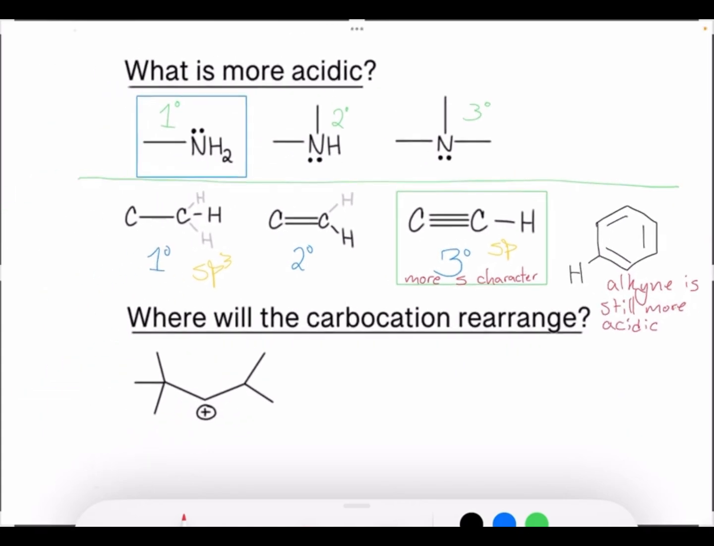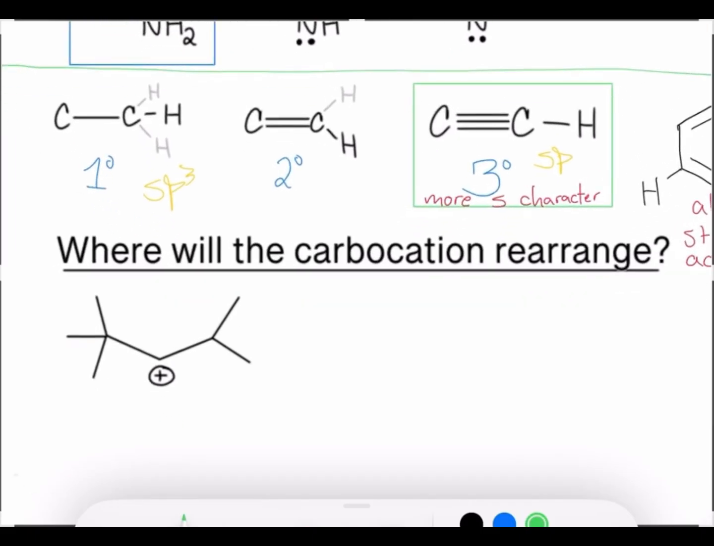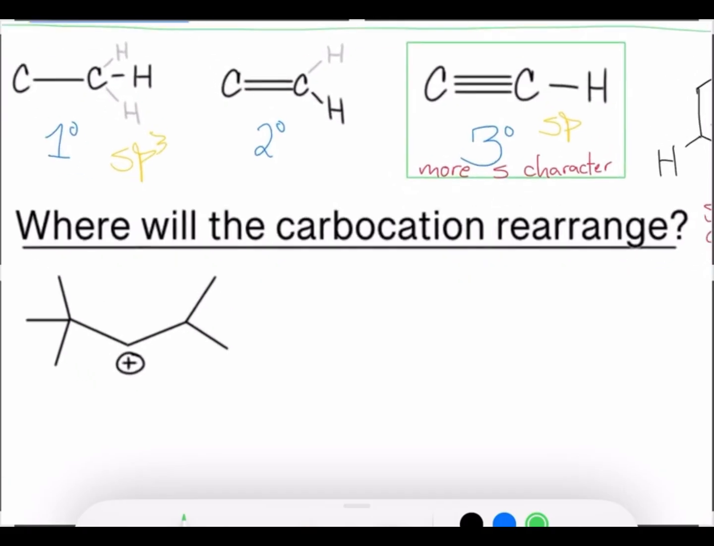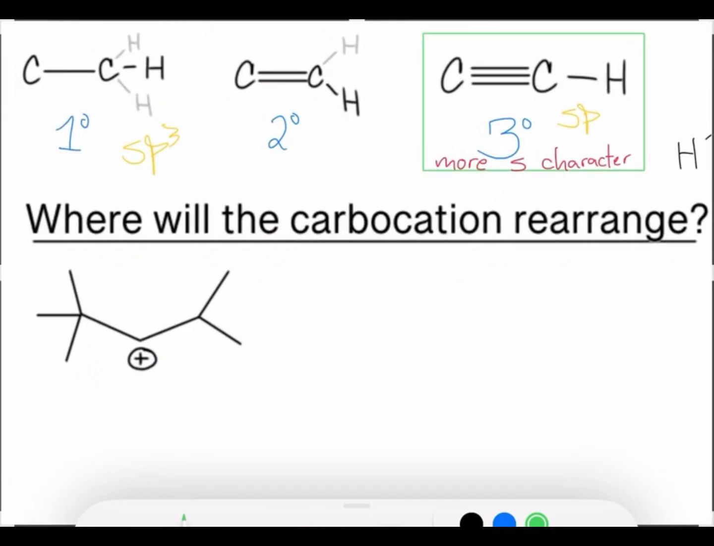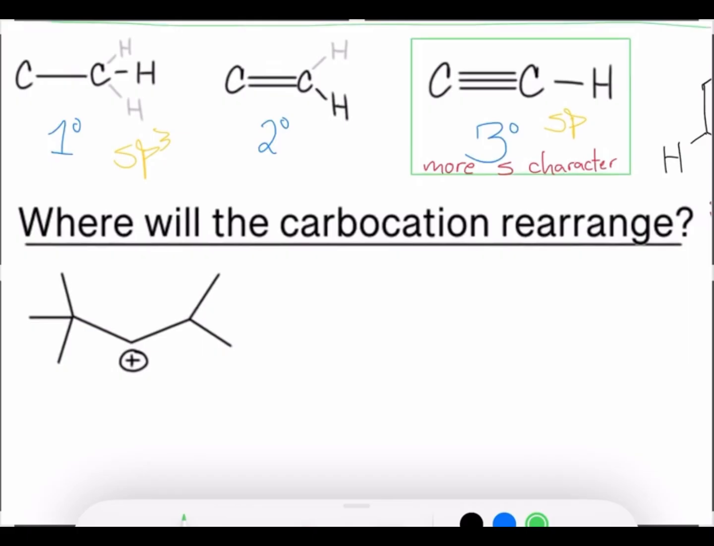Anyways, so let's move on to our next generally confusing topic, and hopefully you're not confused over this. That's the goal. Where is our carbocation going to rearrange? Now let me zoom in just a little bit more so you guys can hopefully see better. Now we have a few different options.